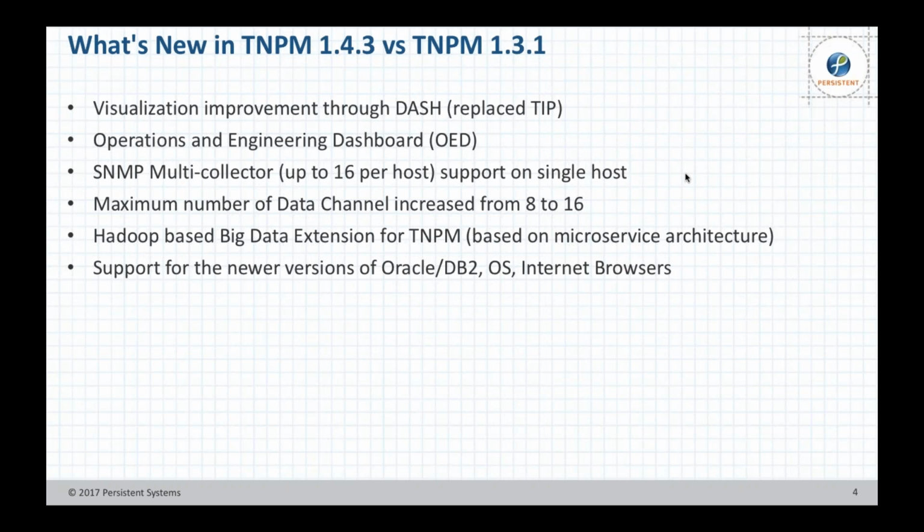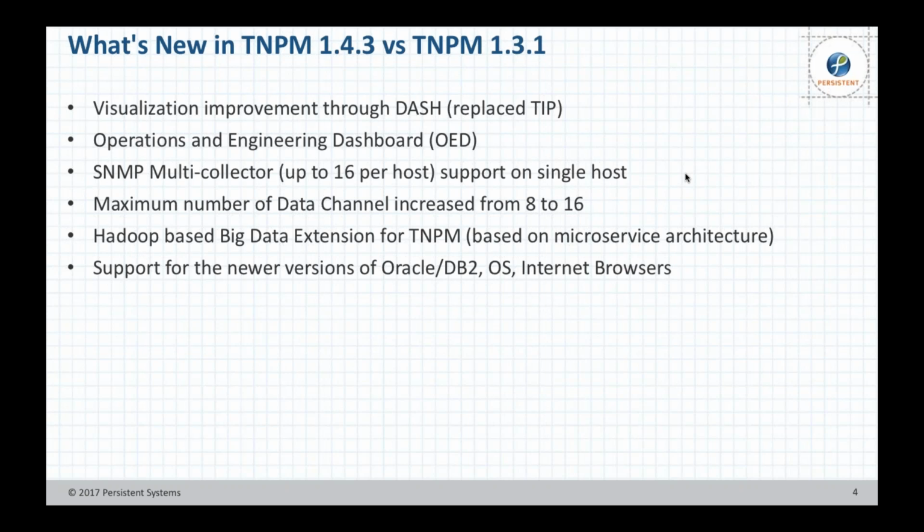So from TNPM 14X onwards, you would see that we have the SNMP multi-collector option available, where we can support up to 16 SNMP collectors on a single host. So in this sense, instead of having 10 SNMP collectors on 10 hosts, you could have 10 SNMP collectors on a single host. That would greatly reduce the number of VMs that you have and the maintainability of the VMs, in that you only need to maintain one machine instead of 10.